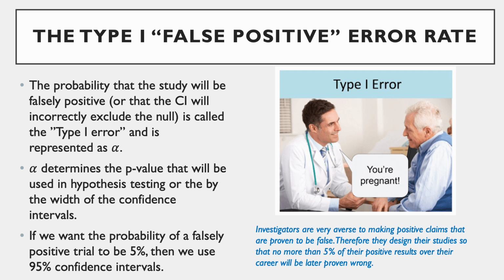So the probability that a clinical trial will find a significant treatment effect where there is not actually one to be found is called the type 1 error rate, and it's something that we've discussed in a previous lecture. This type 1 error rate is sometimes written as the letter alpha, and it's what also determines the p-value that we will use to decide to reject the null hypothesis.